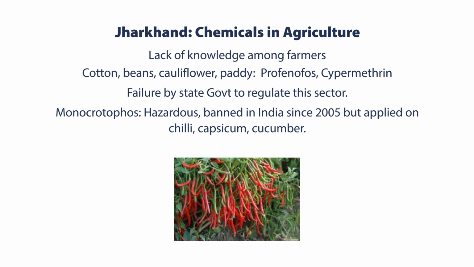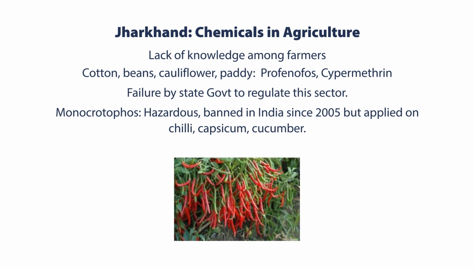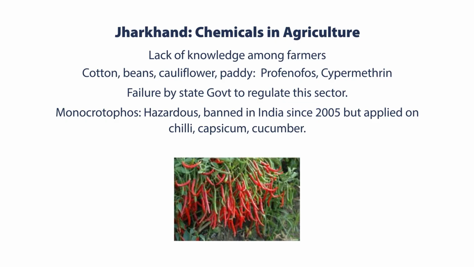The failure by the state government to regulate this sector has actually caused a lot of problems in this state in India. So the monocrotophos is hazardous and it has been banned in India since 2005, but it is still being applied by these farmers because they don't have knowledge. They are not aware that this is a banned chemical in India, and they have been applying this on chili, capsicum and cucumber, and when people consume this, we get affected in the process, and we also get pro-carcinogenic activity and carcinogenic problems in our body.